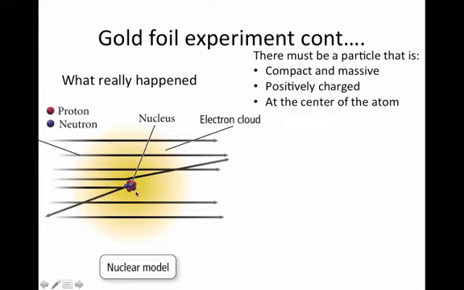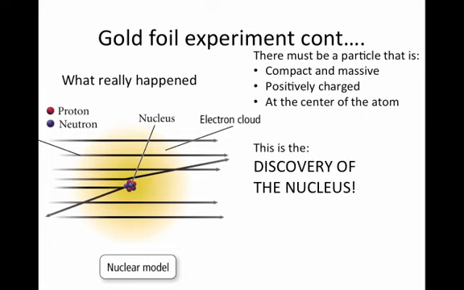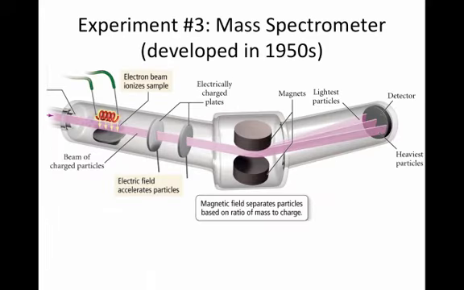What should we call this? A particle that's compact and massive, positively charged at the center of the atom. What should we call it? This is the discovery of the nucleus. Okay, so we're building our atomic model so far. We have an electron, we have a nucleus, and we know the nucleus is positively charged.